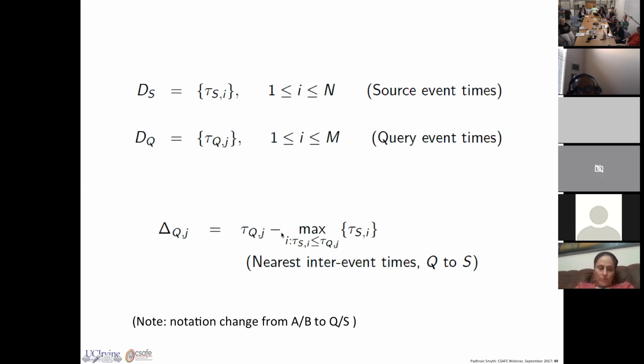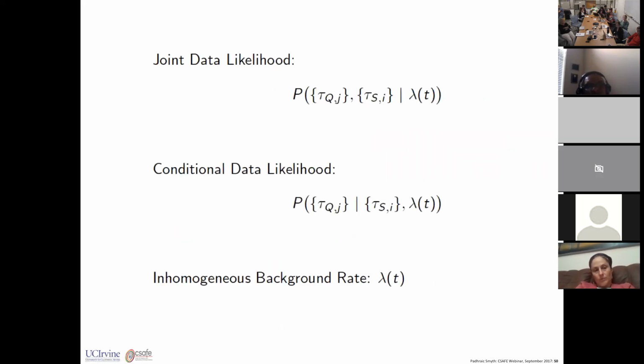So we're going to look at inter-event times here, and here it is directional. This notation is just saying we'll look at the time in the query stream to the closest preceding time in the other stream, the source stream. And when we start writing down this type of notation, we can start to think about the way statisticians tend to think about models for the data.